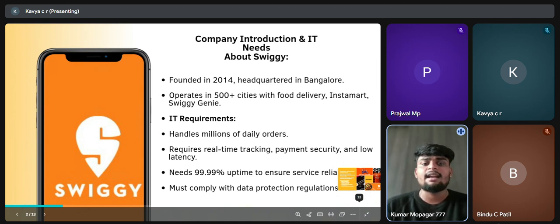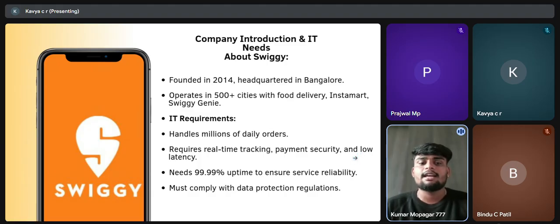It handles millions of orders every day, and requires real-time tracking. Then it needs the safest payment security and low latency, and it also needs 99.99% uptime to ensure service reliability, and it must be user friendly and comply with data protection regulation. Next.